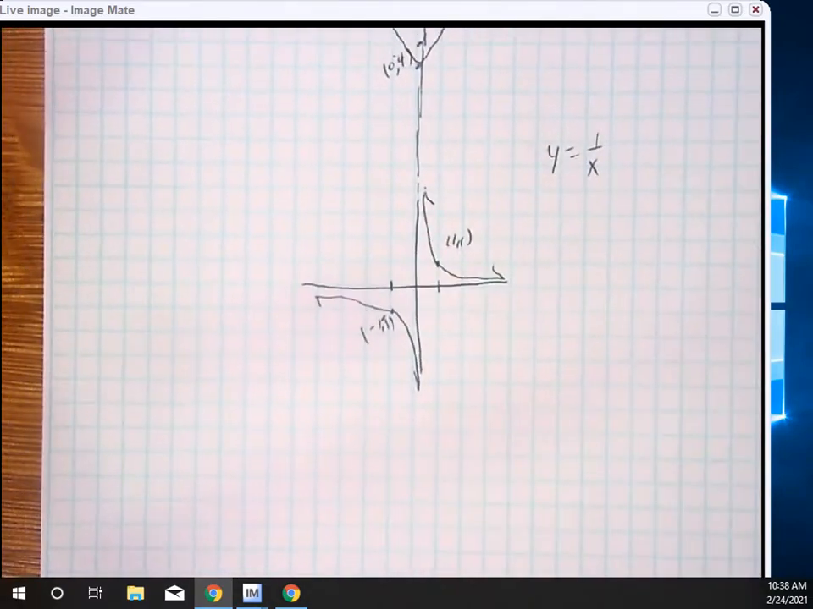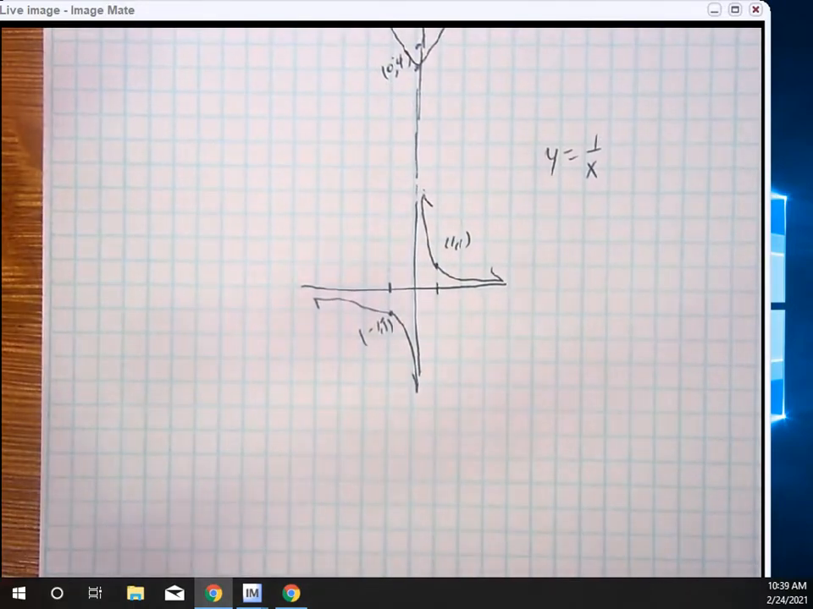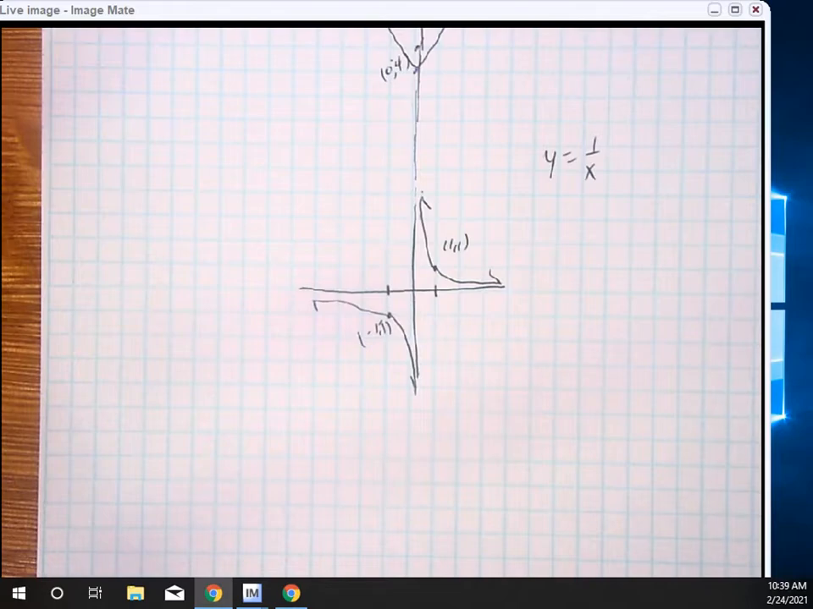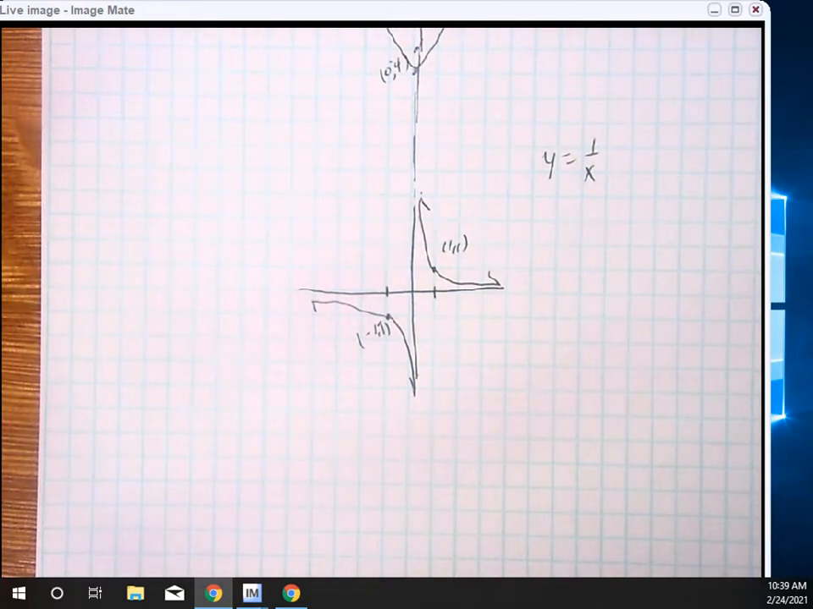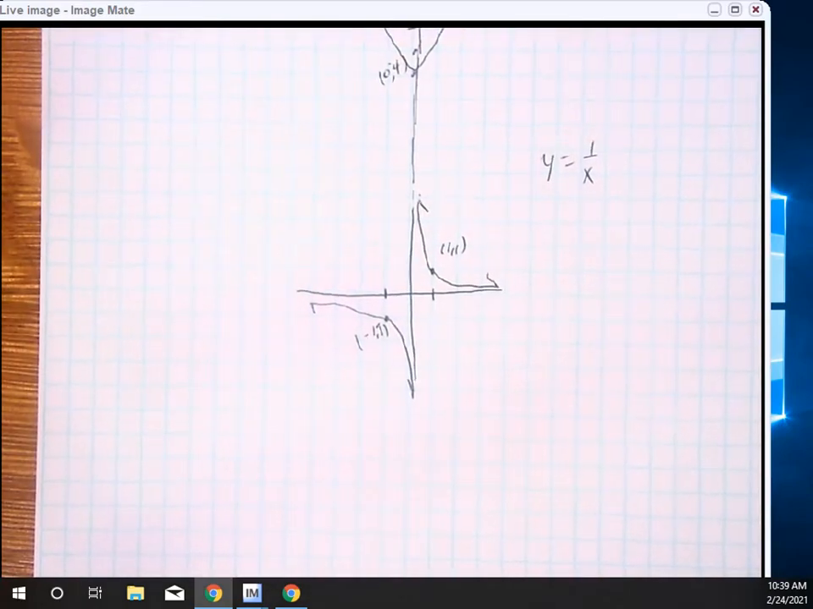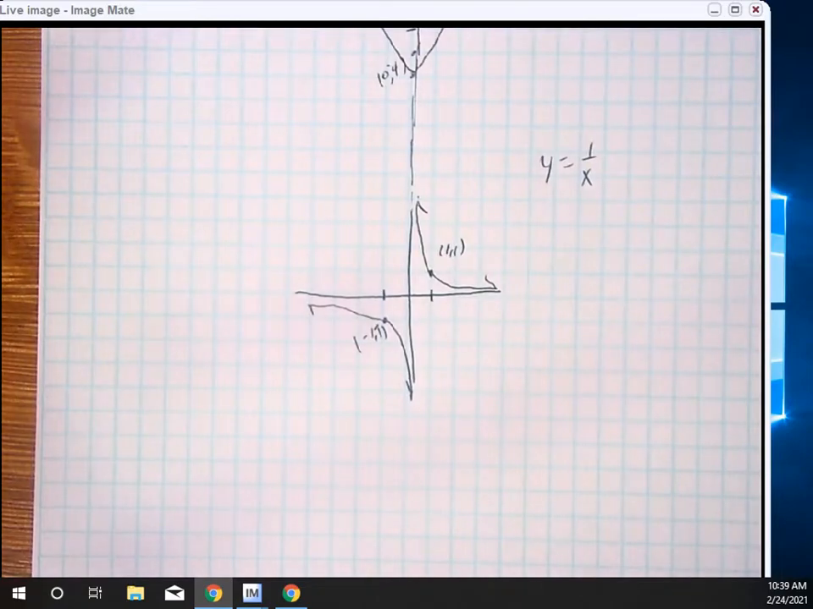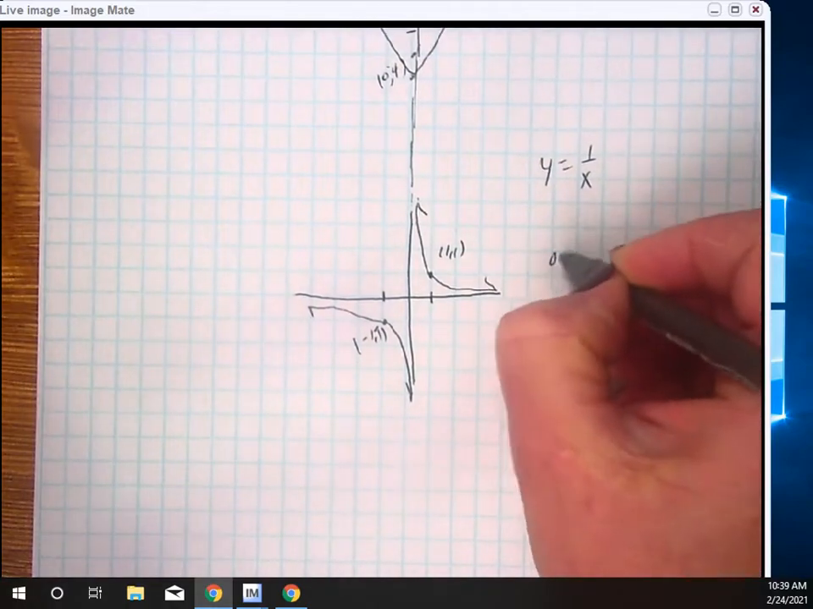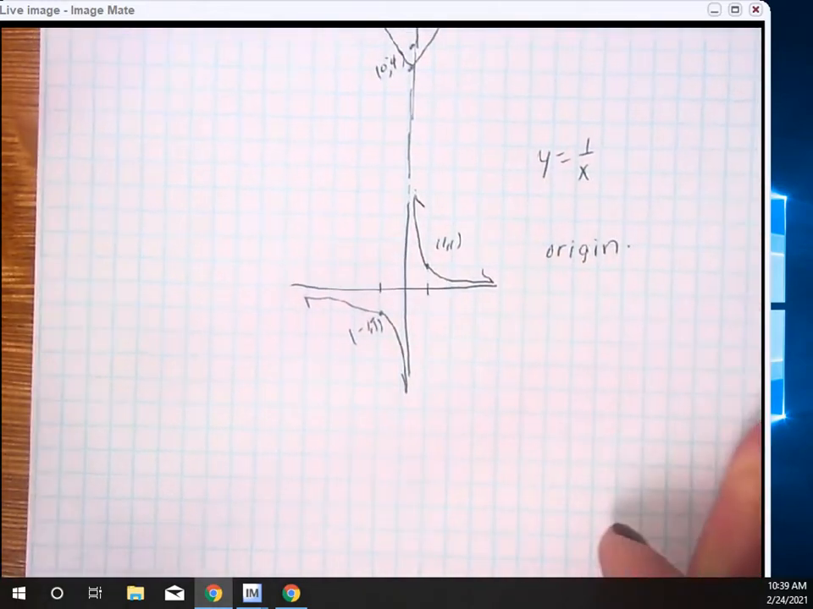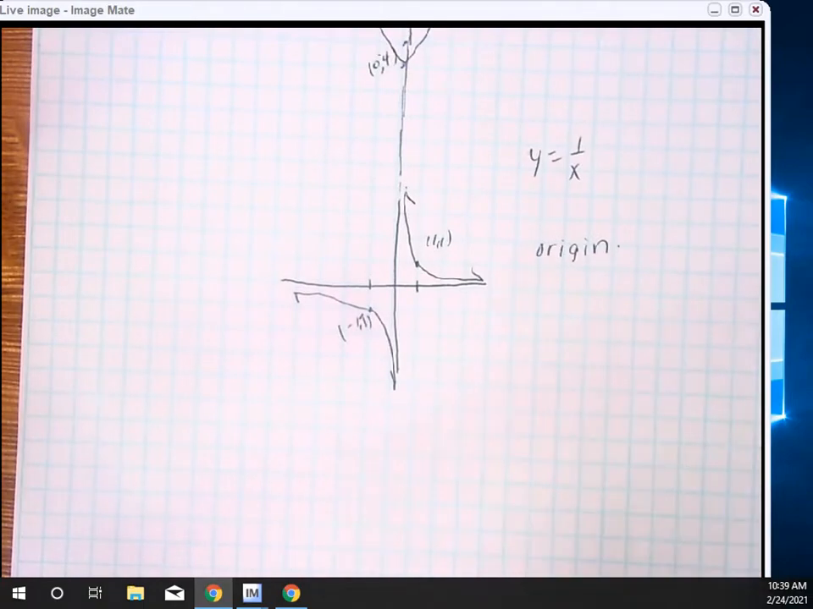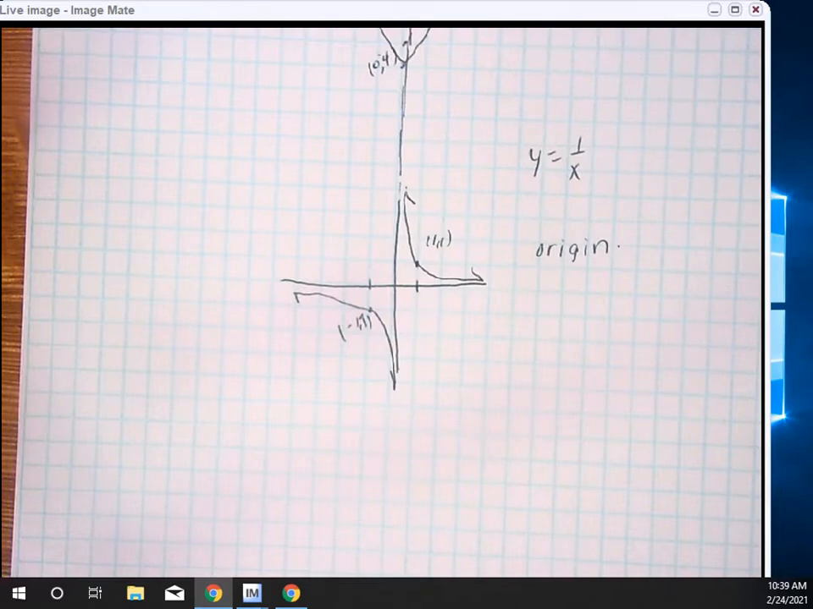What do you think this one is, this rational function? What kind of symmetry do you have? It is a reflection, or it's a flip, but what is it about? Where is my symmetry? The origin, yeah. Good job. The origin. This one has symmetry with respect to the origin. What changed on your points? Yeah, both the x's and the y's. Both the x and the y's changed to the opposite.